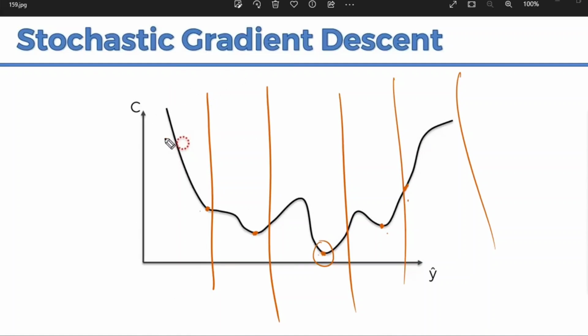Local means within that batch. Within this particular part, this is the lowest. Within this one, this is the lowest. From each of them, that is the lowest one. I want the overall lowest one, which is the stochastic gradient descent algorithm. Stochastic gradient descent means dividing the data into batches and identifying the global minimum value.